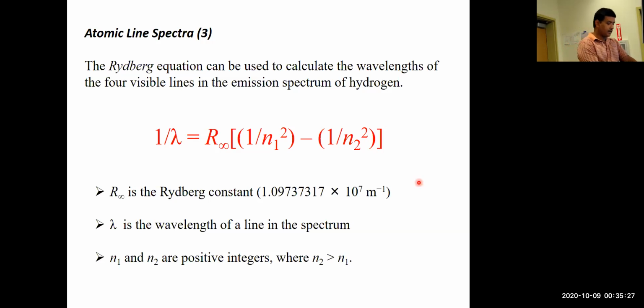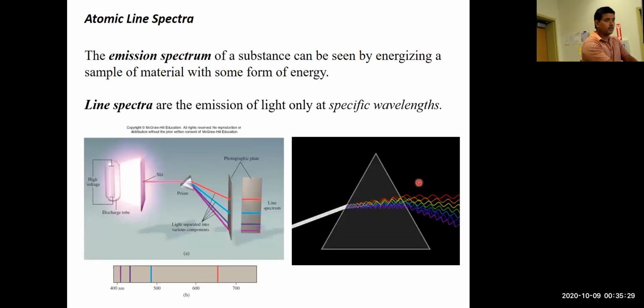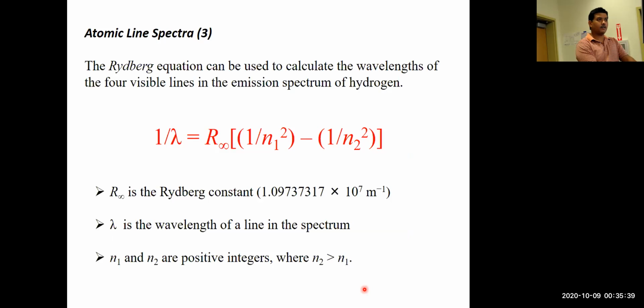So let's say this is the hydrogen emission spectrum. It has 4 different wavelengths within the visible spectrum, and you can identify those 4 different wavelengths just using the Rydberg equation, where this is the larger integer and this is the smaller integer of the shell. So this is one equation.